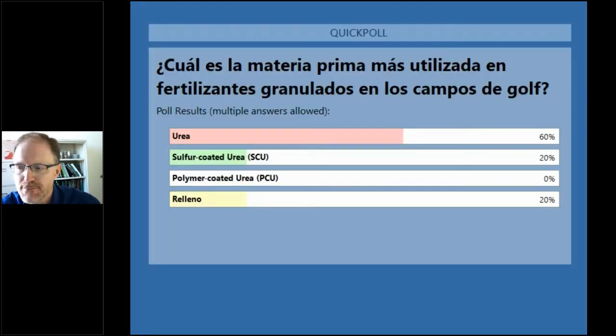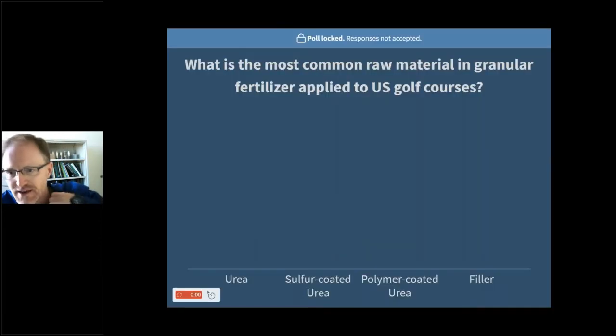Urea 60%, sulfur coated urea 20%, and filler 20%. Okay, that actually may be the case in Spain. You know, I don't know your blends where you're at. They are mainly from Spain, but there is someone from South America. Okay, I just don't really know what they're made of, or I'm not looking at fertilizer from Spain, so I don't know.